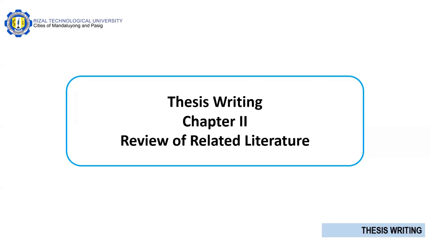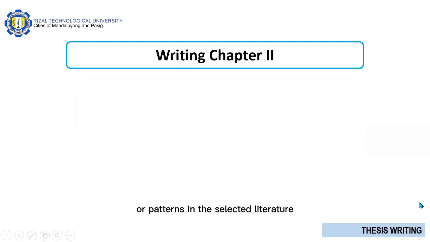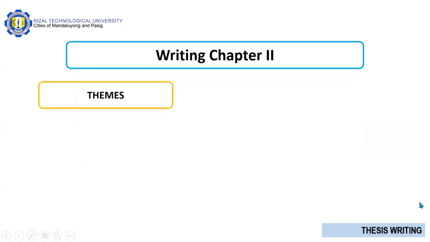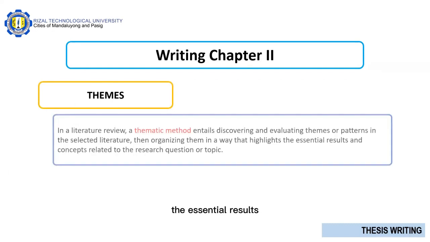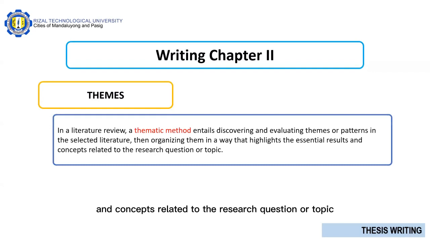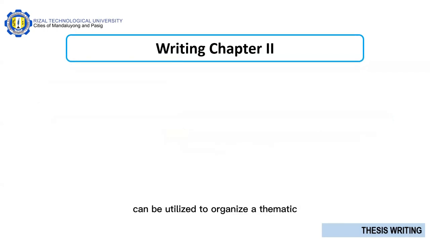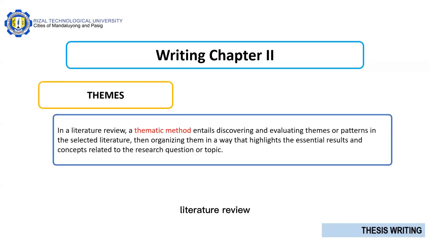In a literature review, a thematic method entails discovering and evaluating themes or patterns in the selected literature, then organizing them in a way that highlights the essential results and concepts related to the research question or topic. Themes from the literature can be utilized to organize a thematic literature review.